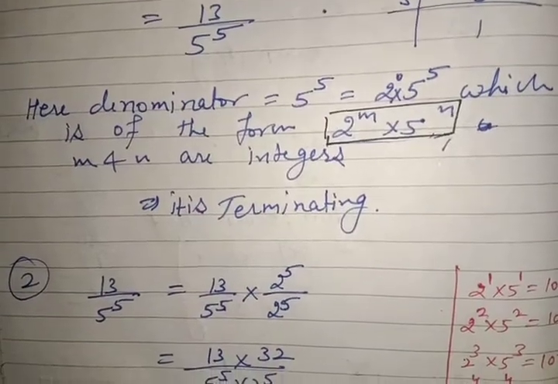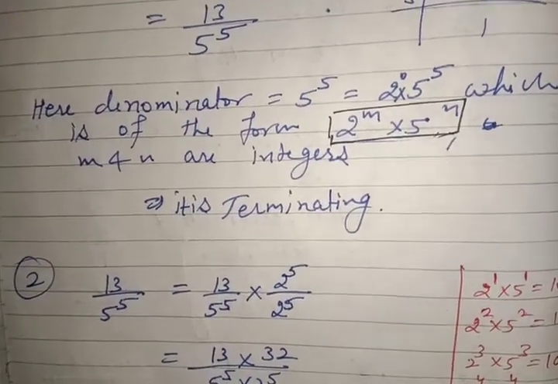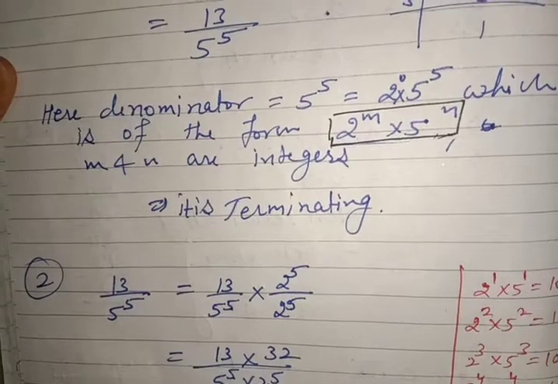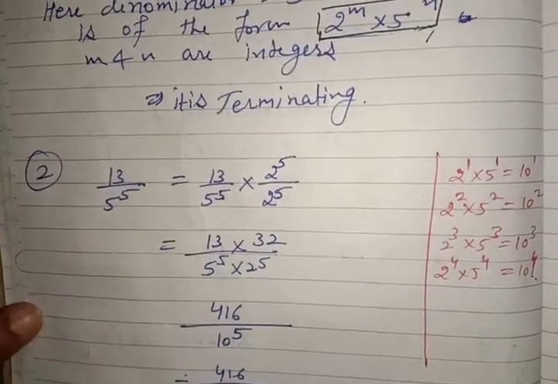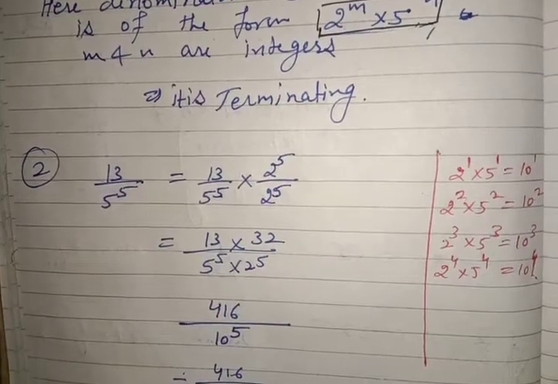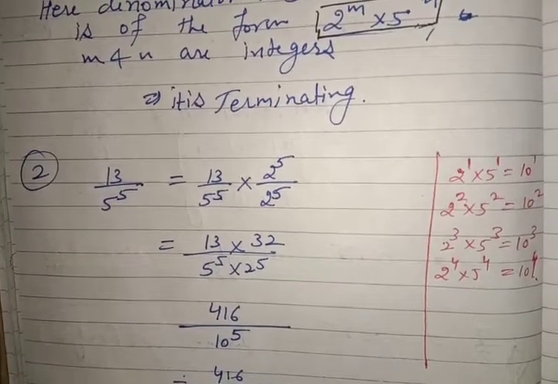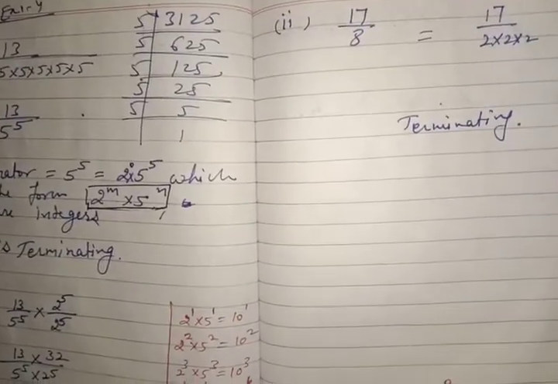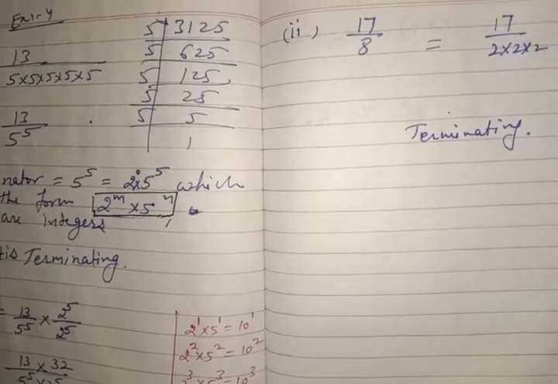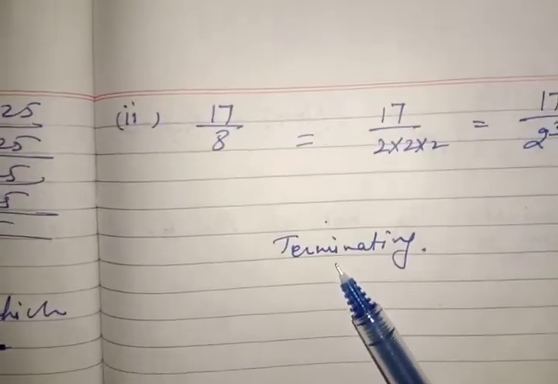The first question says to tell whether it is terminating or non-terminating repeating. The second question says if it is terminating, write it in decimal. So this question can be asked in the exam, and I will give you some extra questions. Then I will discuss with you the formation of the questions, how in the board they can ask the questions. The second part is also terminating. We need to convert it into decimal.